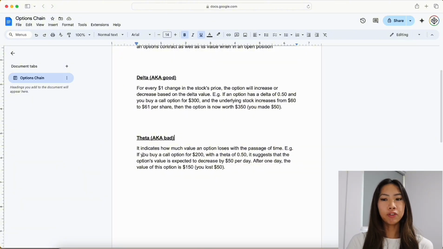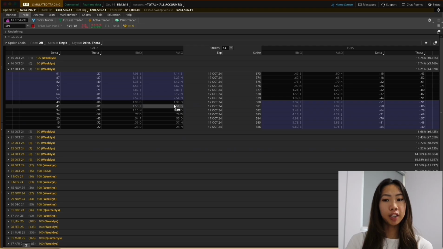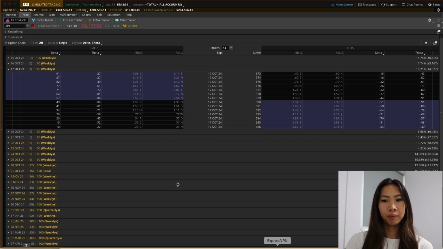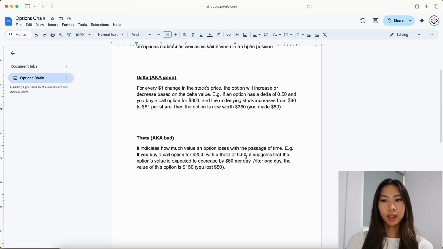My example here, if you buy a call option, so predicting price is going higher, for $200, so that means that on the options chain here it is likely going to be 2.00. Then going back, if that costs you $200 with a theta of 0.5, so on here we have theta and this is a decimal, if that shows a 0.5, it suggests that the option's value is expected to decrease by $50 that day. All you have to do is times this 0.5 by 100 and you get that 50.